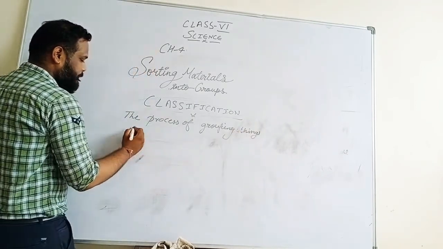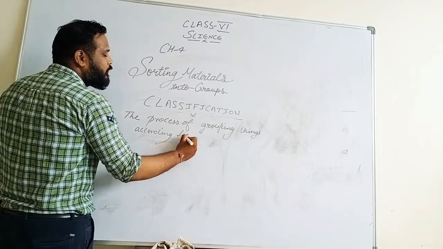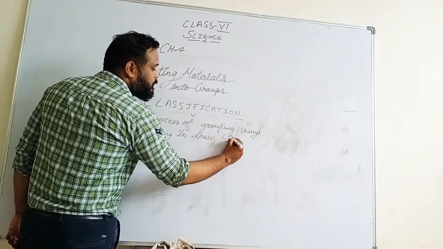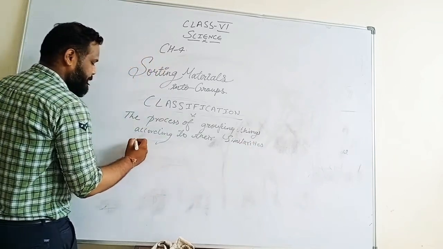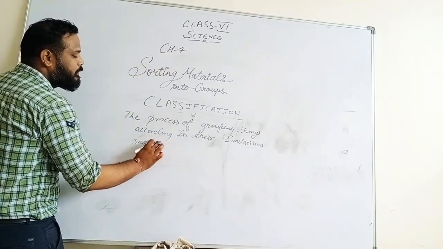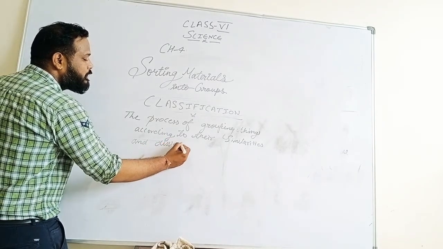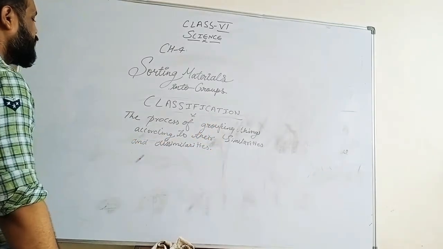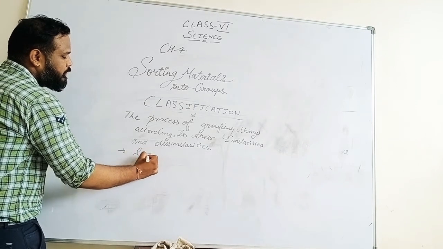in a way that we can arrange them according to their similarities and dissimilarities. This is known as classification. Okay, classification is just sorting, and when you get senior, you will come to know the concepts and basics of classification in the biology subject.